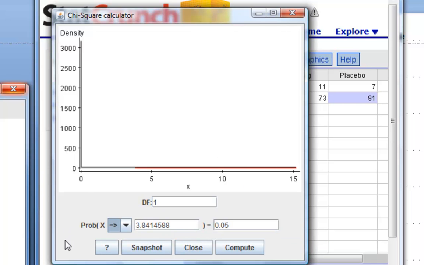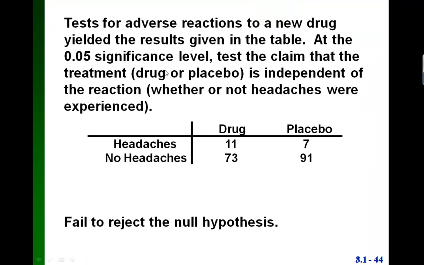So we can compare that to our test statistic of 1.798, and that would mean our test statistic is over here, not in the rejection region, because the rejection region starts right here at 3.84 and goes out to the right. So whether we look at our critical value compared to our test statistic or our alpha significance level compared to our p-value, either way, our conclusion is going to be that we fail to reject the null hypothesis, which means again that in this case the drug doesn't seem to be effective in a treatment for headaches because the reaction and the treatment seem to be independent.